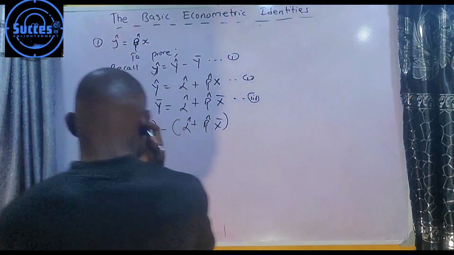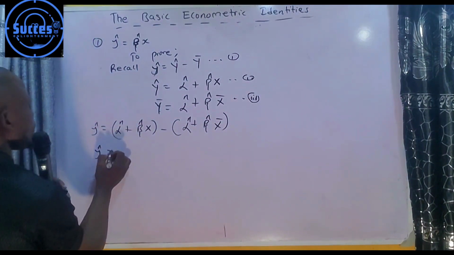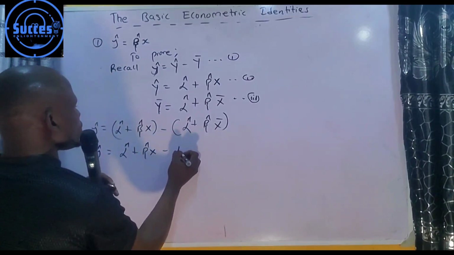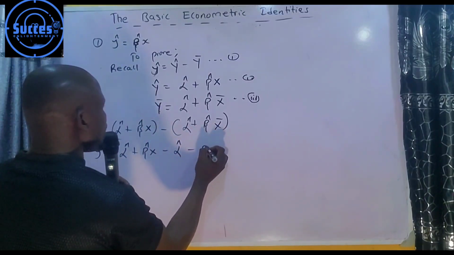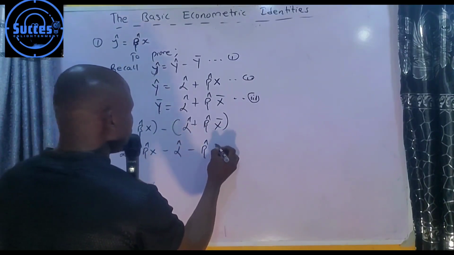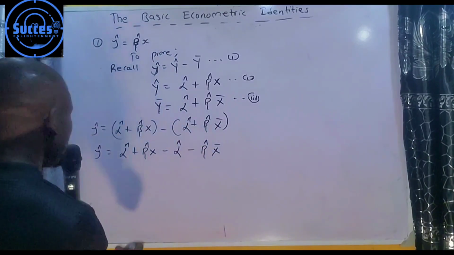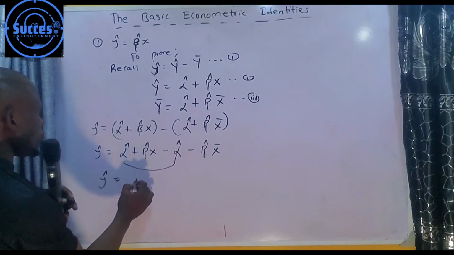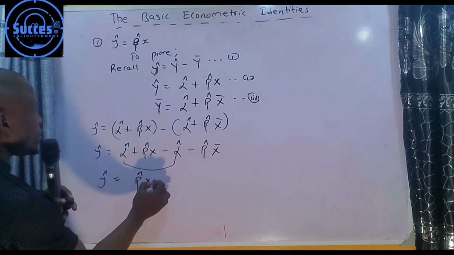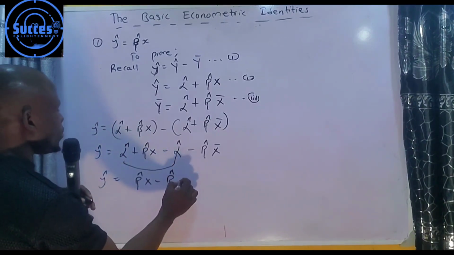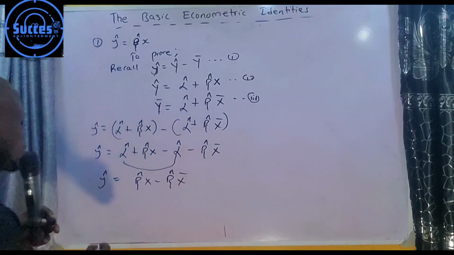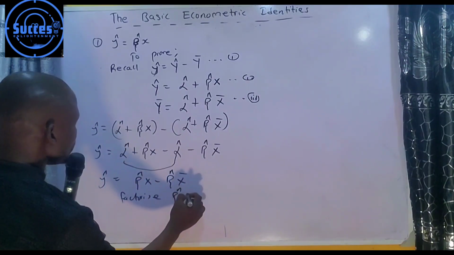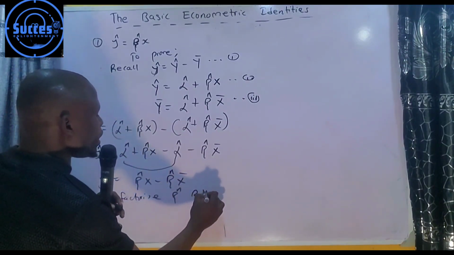All right. So going from here, what do we have? Your y cap here will then be alpha cap plus beta cap X minus alpha cap minus beta cap X bar. So from here, take this out. This cancels that. So the y cap will then be beta cap, capital letter X, minus beta cap X bar. So from here, what can you do? You can factorize beta cap at the right hand side.